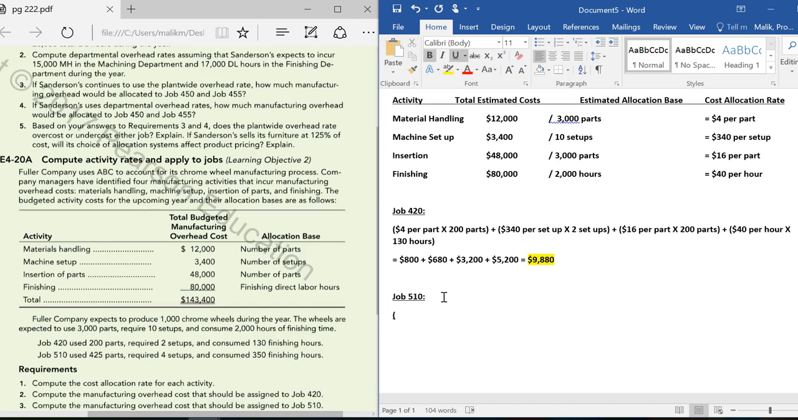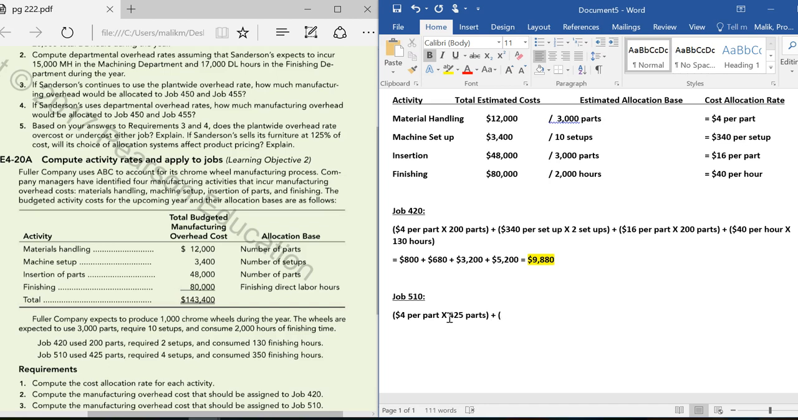For material handling, the rate is $4. And can you check for material handling what is the allocation base? It's parts, right? So it's $4 per part. Now please check how many parts job 510 actually used. So let's go back to the problem. Job 510 actually used 425 parts. So I'm multiplying this with 425 parts. This is how you will get your material handling cost.